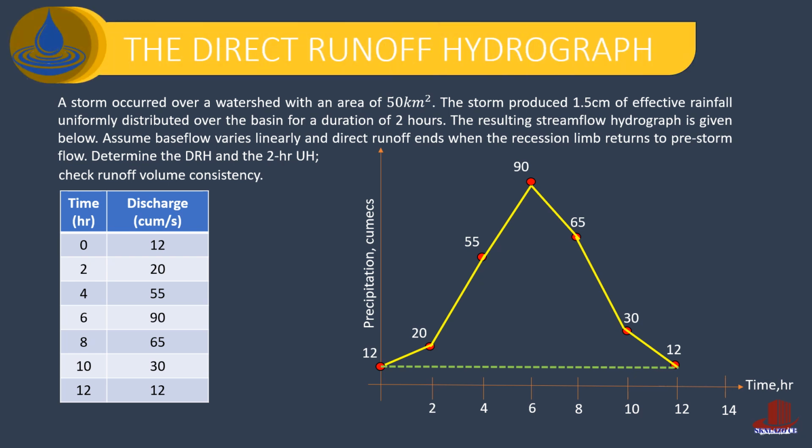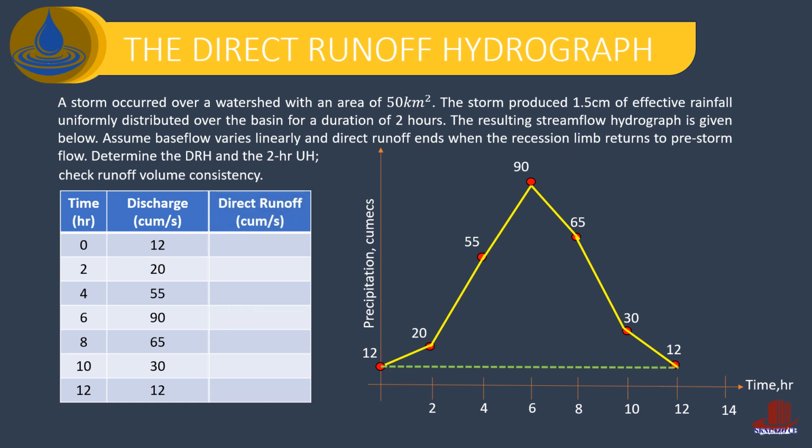Next is to generate the DRH. From the graph, we can continue completing the direct runoff by subtracting the base flow from the discharge, and since base flow is constant at 12, the direct runoff then starts with 0 at T0, then 8 at T2, 43 at T4, 78 at T6, then 53 at T8, followed by 18 at T10, and ending with 0 at T12.